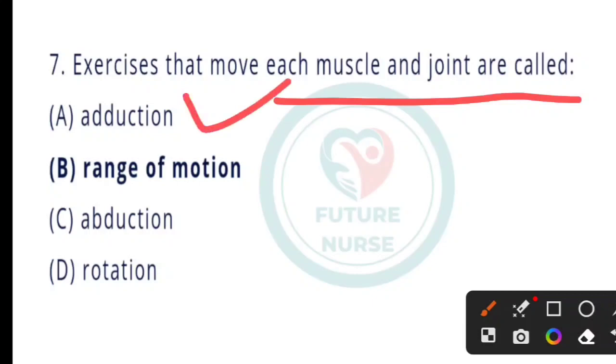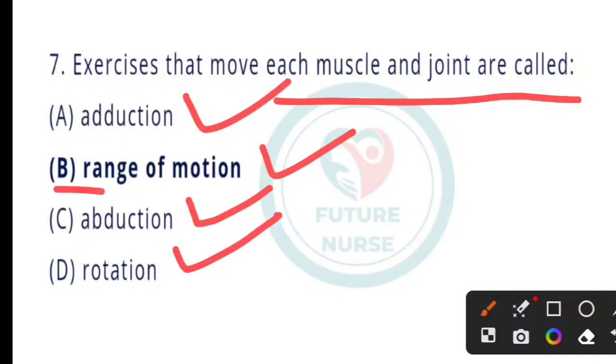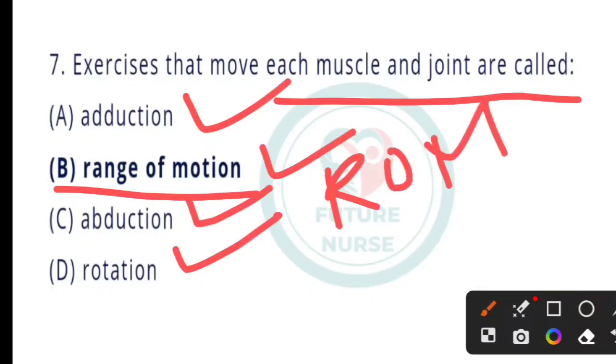Next, exercises that move each muscle and joint are called: adduction, range of motion, abduction, rotation. The correct answer is range of motion, ROM, which is the exercise that moves each muscle and joint.